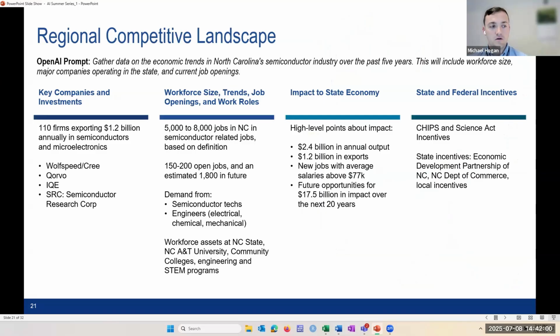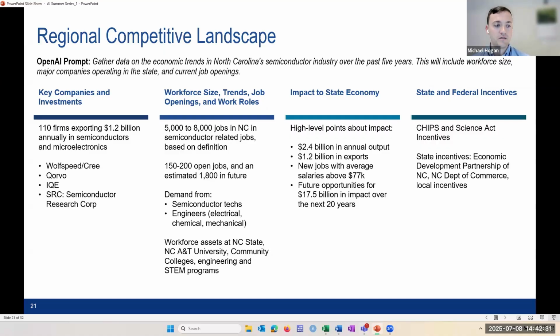After about 15 minutes, OpenAI Deep Research came back with a compiled and bulleted report. It was about 10 pages long, and it had content around 4 major topic areas: key companies and investments, workforce size and trends, impact to the state's economy, and state and federal incentives. This included a number of really valuable findings and insights and a lot of talking points that are listed here.